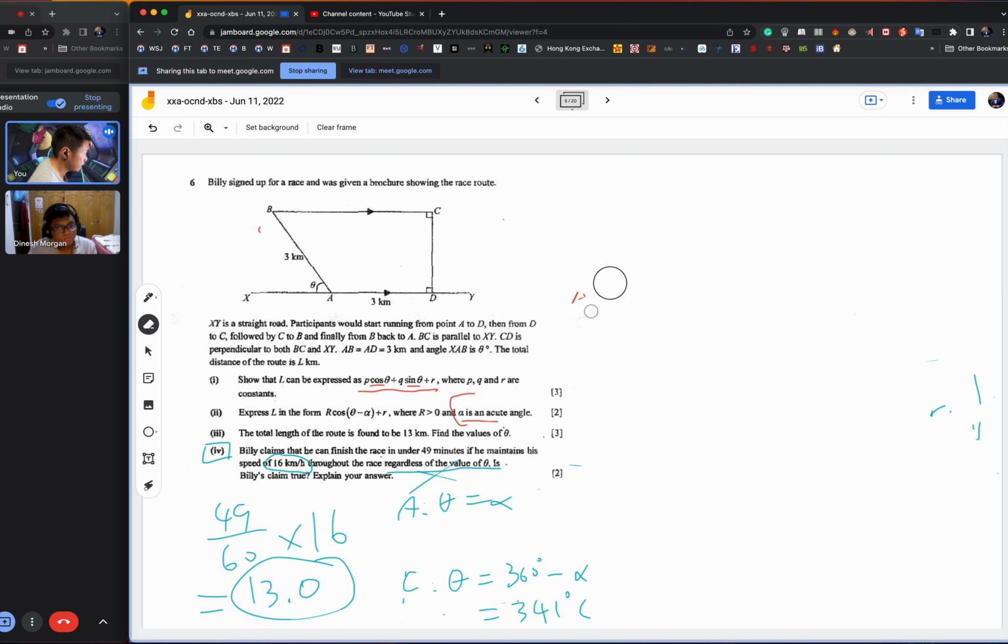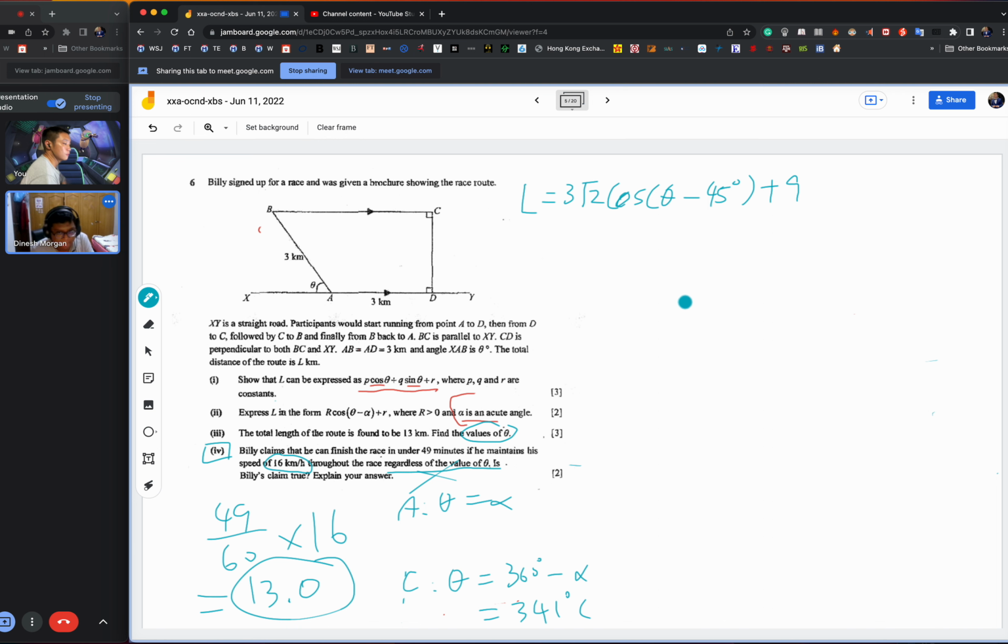So like you say, I agree with you. They want to find the values of theta. That means we are supposed to have two values. Okay? So therefore, just now we get what? L equals 3 square root 2 cosine(theta minus 45 degree) plus 9, right? And then we have to equate our L to 13.